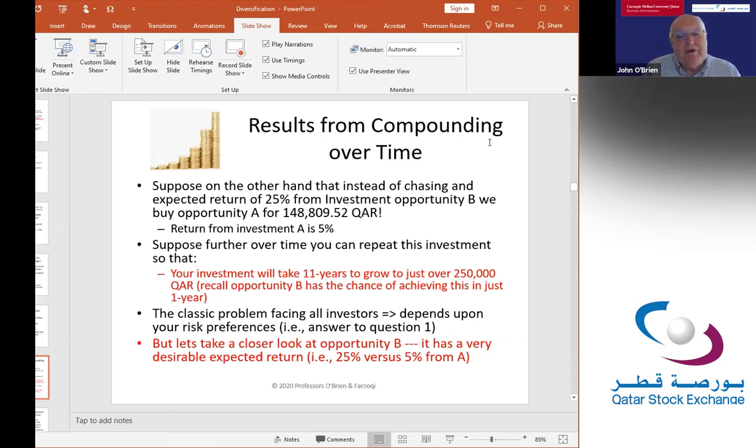Recall that opportunity B may give us 250,000 in one shot. So this is your classic problem facing all investors. And this is where your risk preferences start to play. The risk averse conservative investor likes to see just steady growth over time. A more aggressive risk loving investor likes to try to chase a higher return, but they're going to have to assume higher risk. Now with youth, you tend to want to chase higher returns.